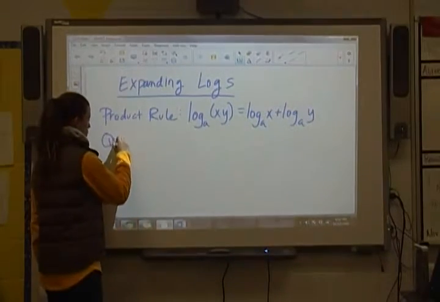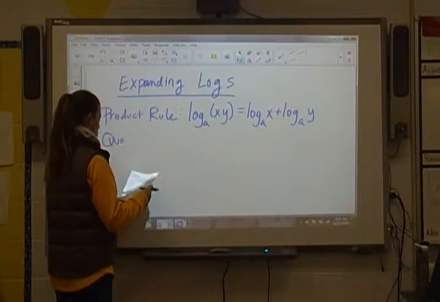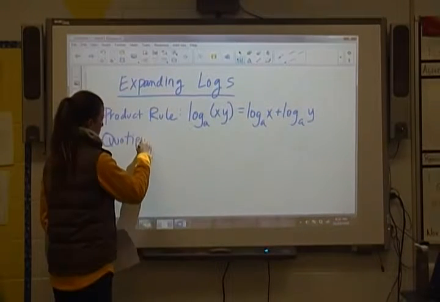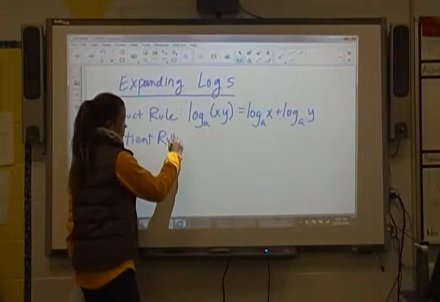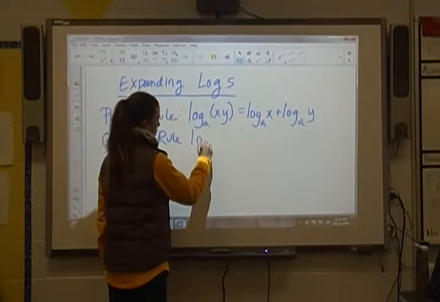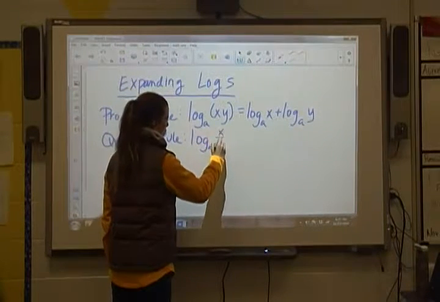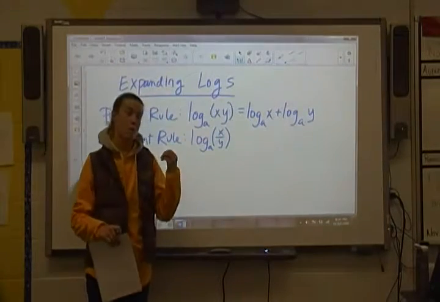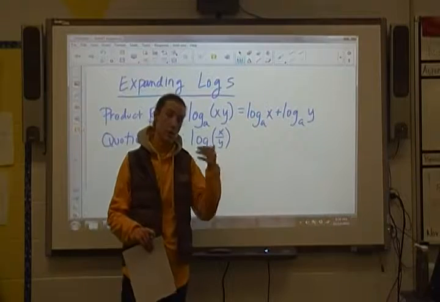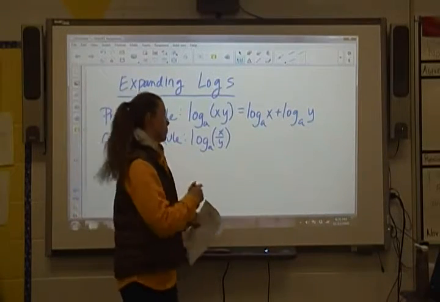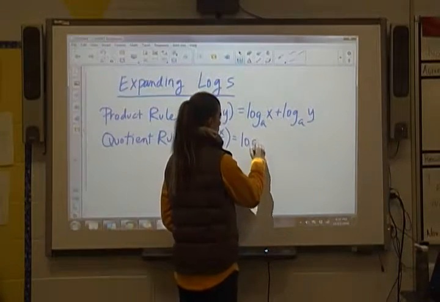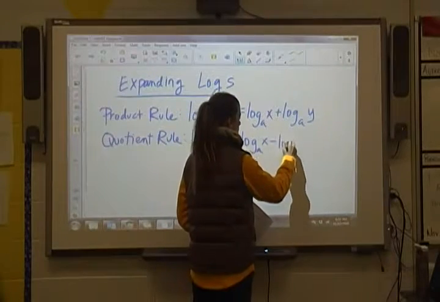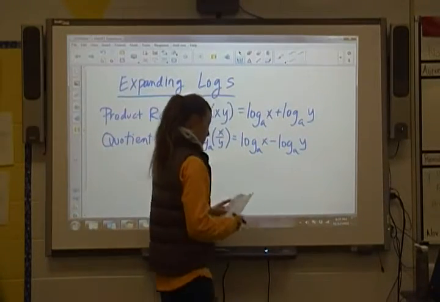And we have the quotient rule. I could spell quotient, that'd be great. Quotient rule. And that would be, for example, log base A of x over y. And so that's being divided. Remember, if you're dividing exponents, you're not really dividing them, you're subtracting them from one another. So that would equal log base A of x minus log base A of y.